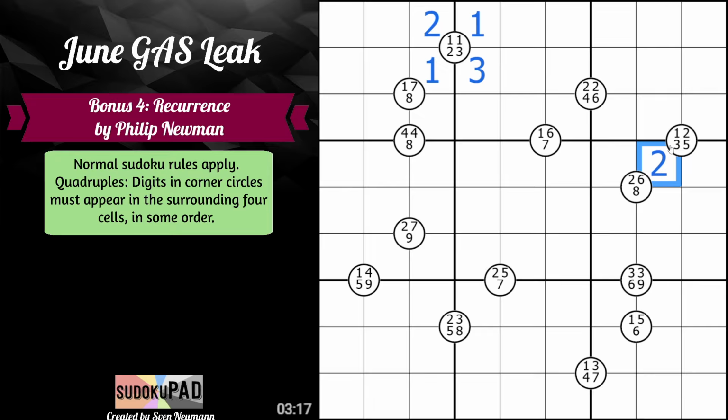One has to go in one of these two cells because one can't go here, which means one would have to go in one of these two cells. It's a lot of chasing digits around. There has to be a clearer path, right?